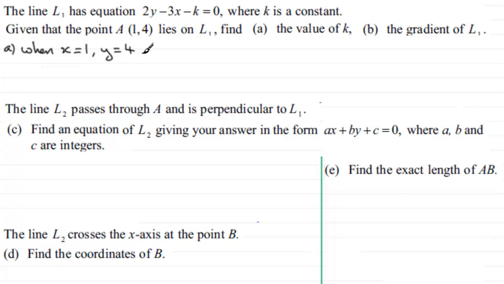So if we substitute these values into the equation, we therefore have 2 times y, 2 times 4 in other words, minus 3x, so that's minus 3 times 1, minus the constant k equals 0. So we've got 8 minus 3, which is 5, 5 minus k equals 0. Add k to both sides and you get 5 equals k, or therefore k equals 5. So there's your value of your constant k.